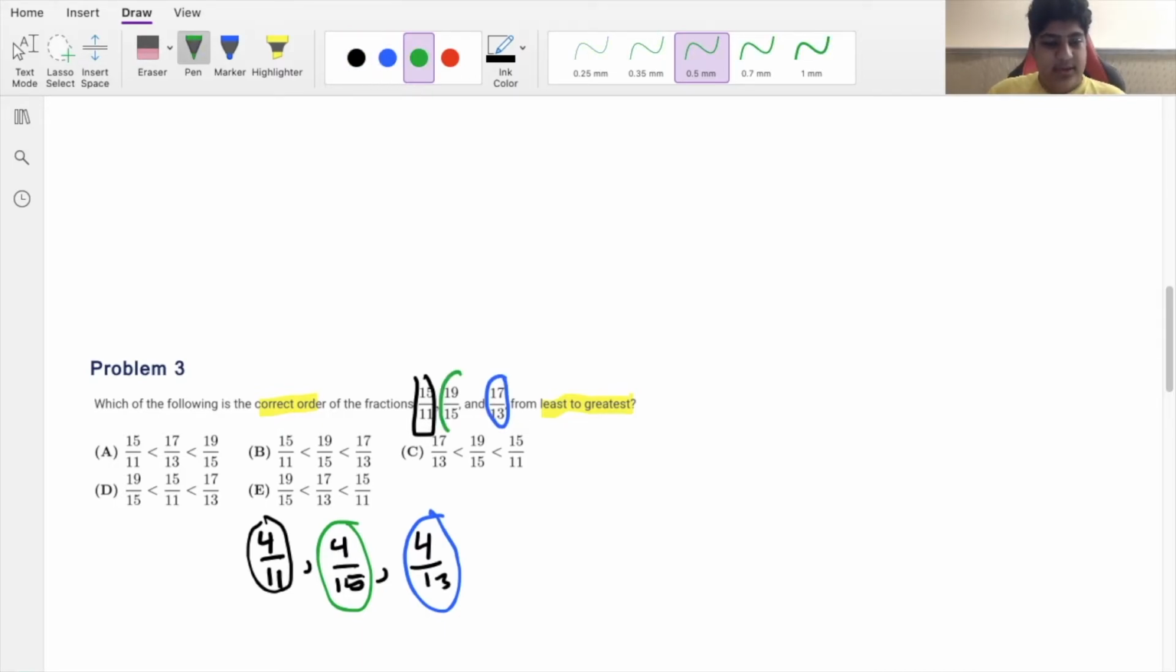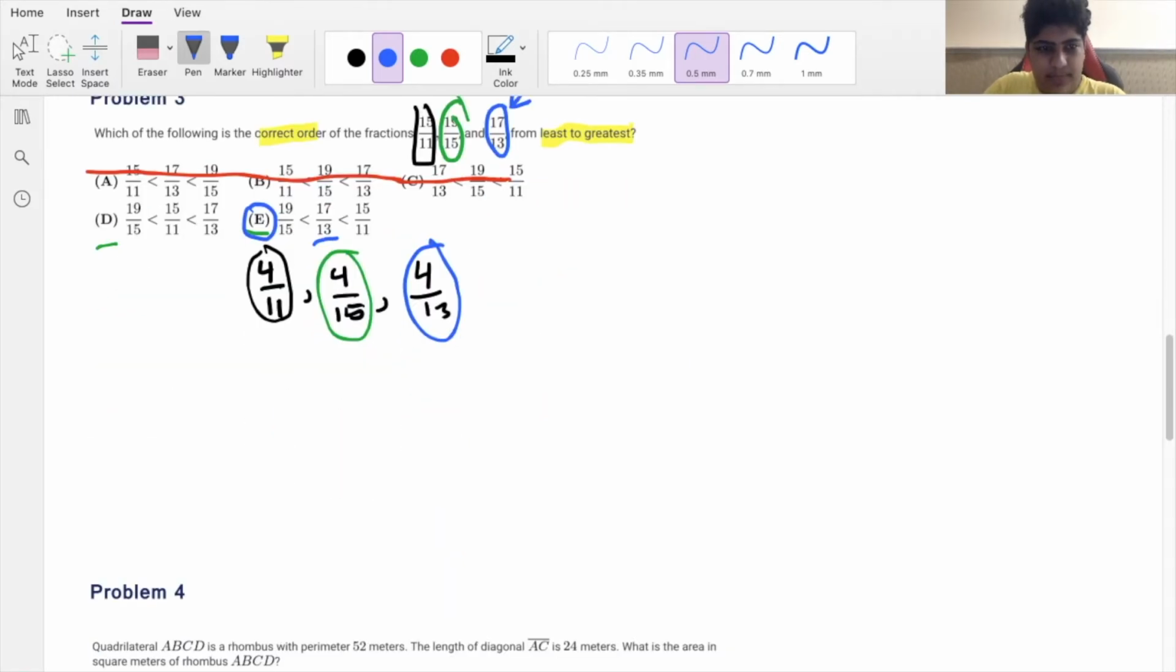So the smallest one should be the leftmost value because it's from least to greatest. So we see that only D and E have the leftmost value of 19 over 15. So we can just cross out A, B, and C. Now we look at the middle value. Here we can see that the middle value is 17 over 13. And out of them, E is the one which has the middle value 17 over 13, and we are done with this problem. Alright, problem number 4.